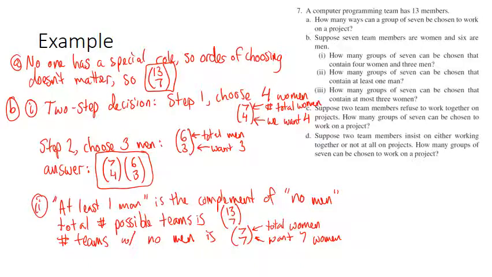Okay, and then I'm going to subtract. So I'm just going to do 13 choose 7 minus 7 choose 7. That's not a very good 7, but anyway, this is the final answer right there. So you take all of the possible teams, and then you take away the ones that have no men, and then that'll only leave you with the teams that have at least 1 man. Hope that makes sense to you guys. All right, let's keep going.